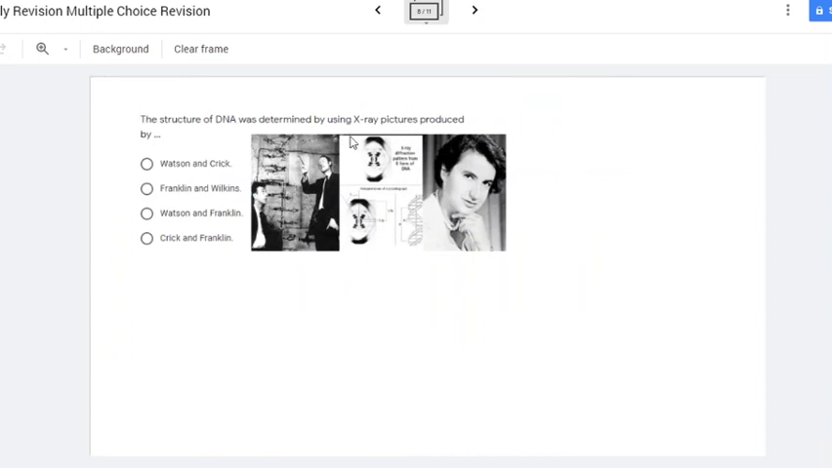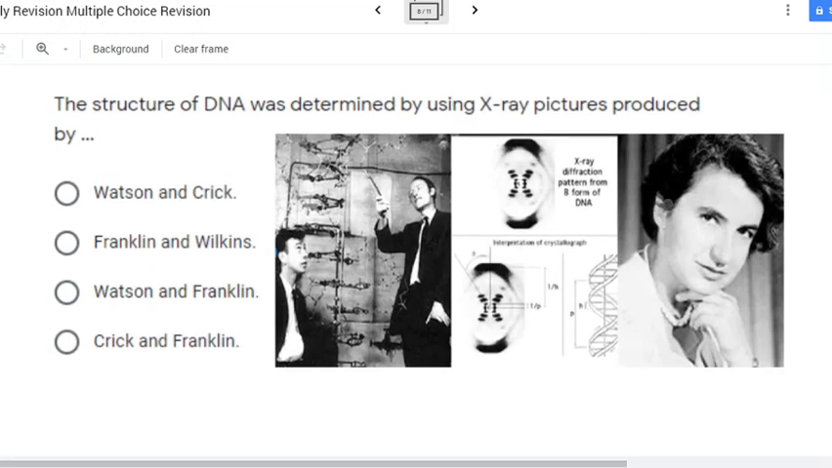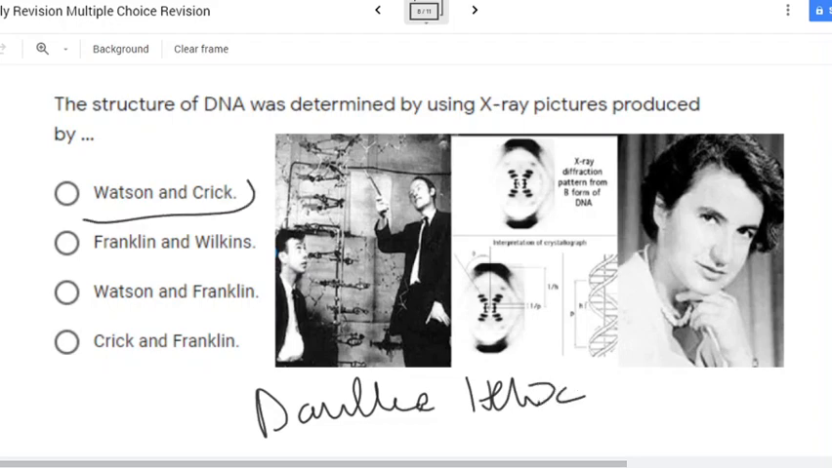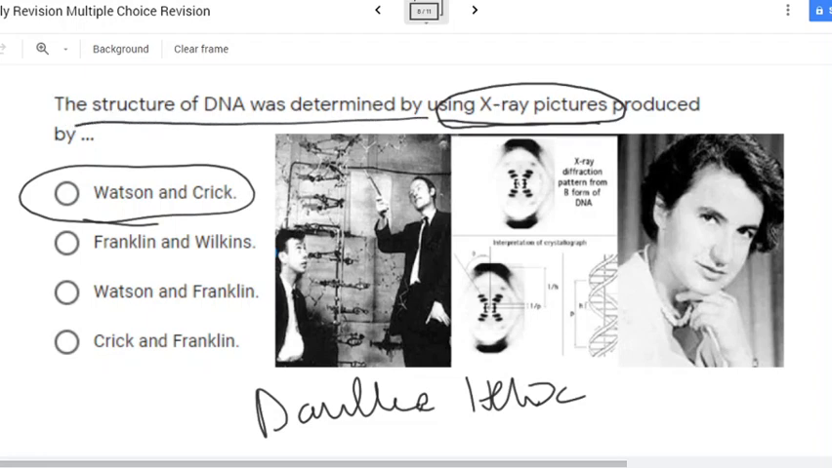Okay, so over here is a bit of a history question, and it's on genetics. It asks us, the structure of DNA was determined by using X-ray pictures produced by. Now, be careful here. The theory of the double helix of DNA was done by Watson and Crick. But that's not the question. They ask, who took the X-ray pictures that they used to determine the structure?